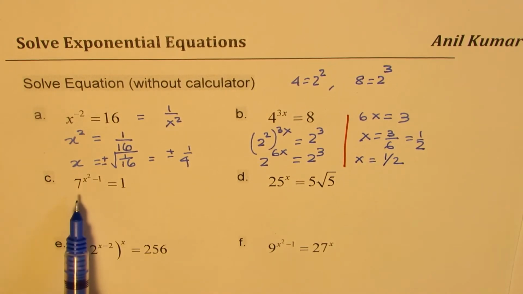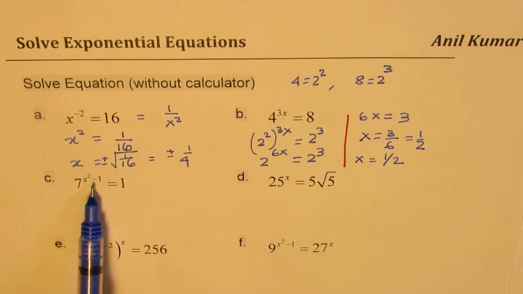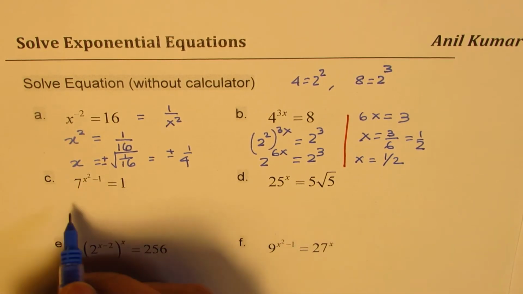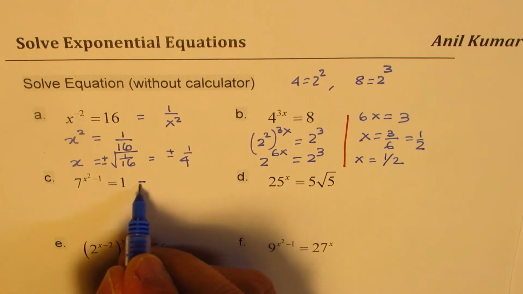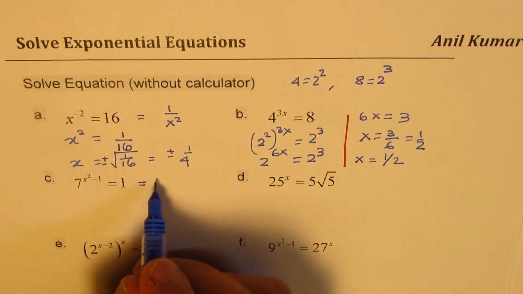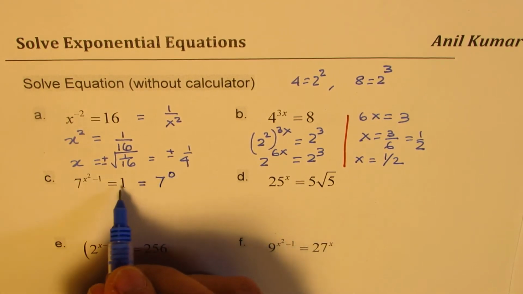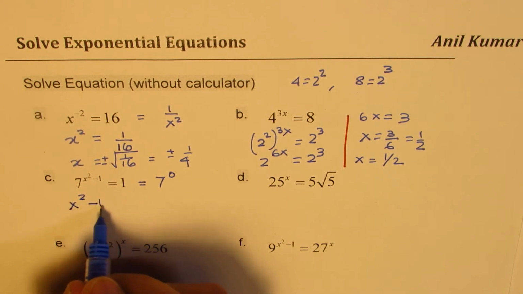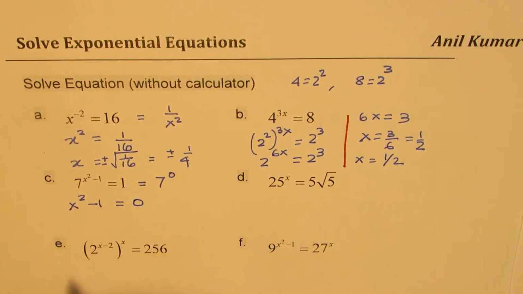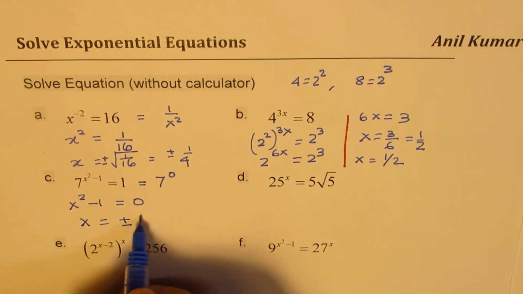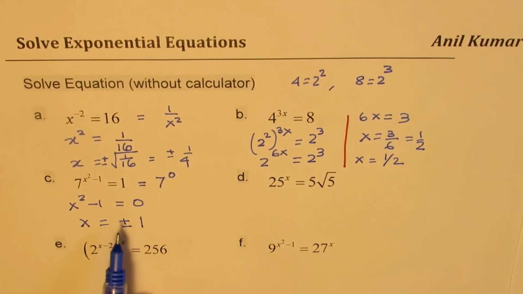Part C. 7 to the power of x square minus 1 is equal to 1. Now how do you get 1 from 7? Well, think like this. 1 is anything to the power of 0, right? So we could make it 7 to the power of 0 to make it 1. So that really means that x square minus 1 should be equal to 0. So that gives you two solutions, x equals plus or minus 1, correct? So that is how you're going to solve it.